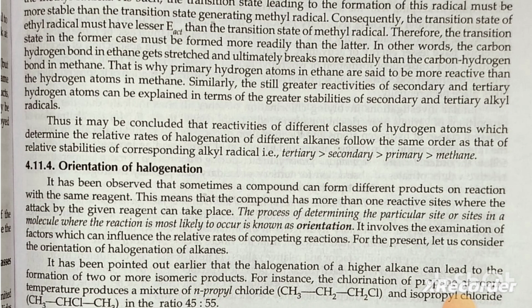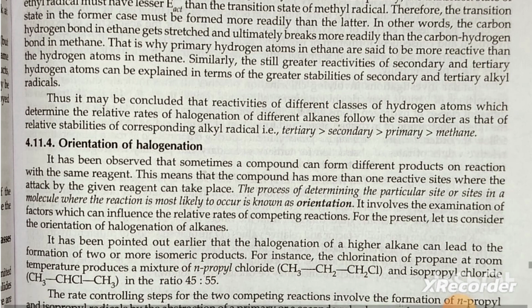It has been pointed out earlier that the halogenation of higher alkanes can lead to the formation of two or more isomeric products. For instance, the chlorination of propane at room temperature produces a mixture of n-propyl chloride, CH3CH2CH2Cl, and isopropyl chloride, CH3CHClCH3, in the ratio 45:55.